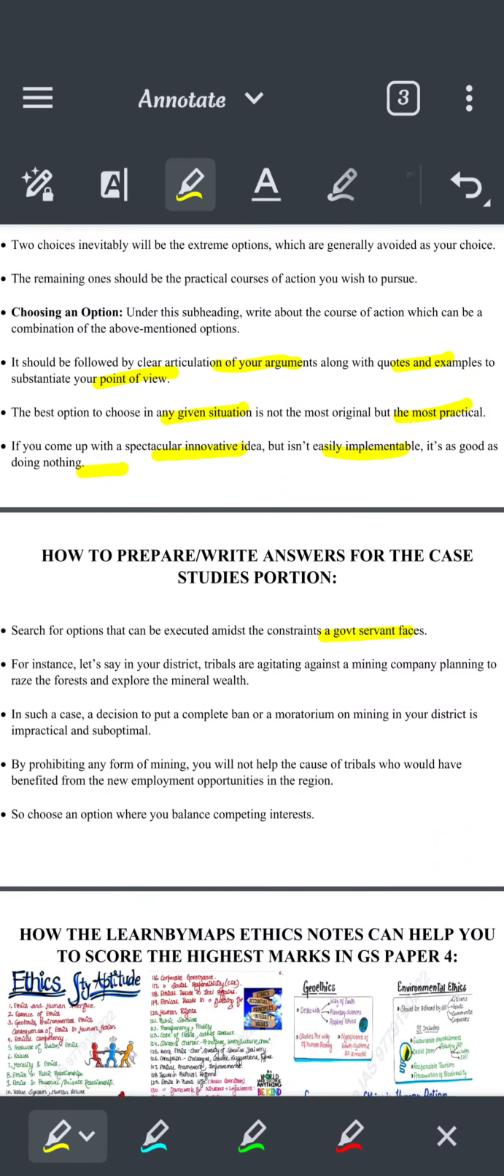For instance, let's say in your district, tribals are agitating against a mining company planning to raze the forests and explore the mineral wealth. In such a case, a decision to put a complete ban or a moratorium on mining in your district is impractical and suboptimal. By prohibiting any form of mining, you will not help the cause of tribals who would have benefited from the new employment opportunities in the region. So choose an option where you always balance competing interests.